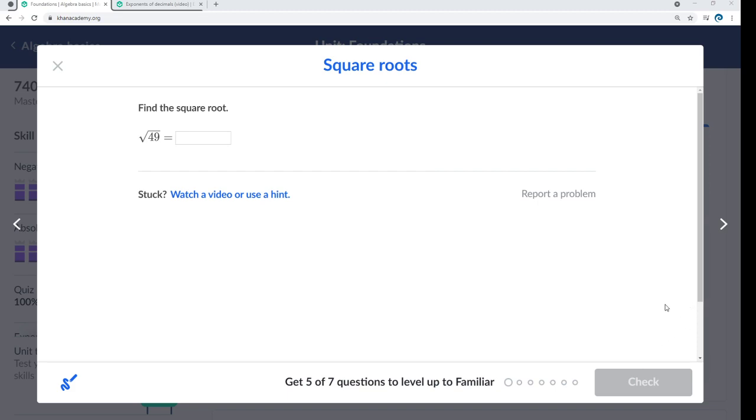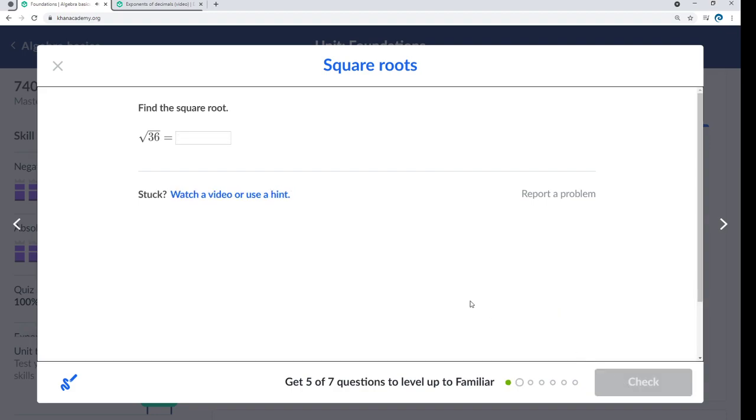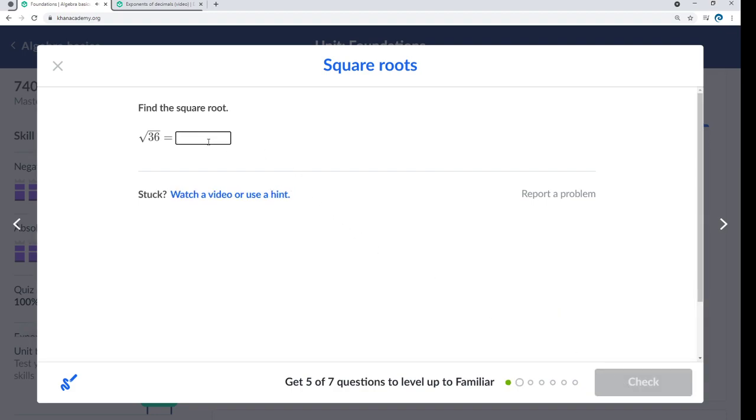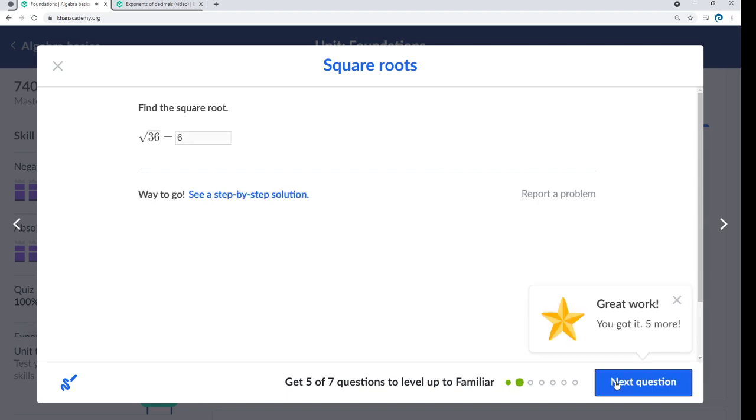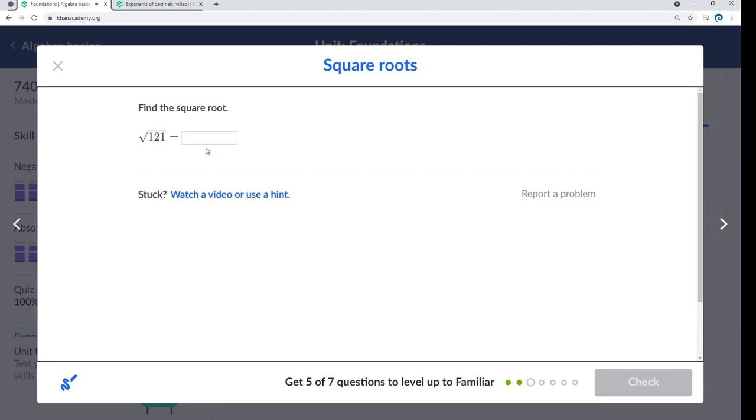I bet you. See, this is where having those math tables is super important. Yeah, 7 times 7 is 49. The square root of 49 is 7. Beautiful. And as I just said, 6 times 6 is 36. So the square root is going to be 6.